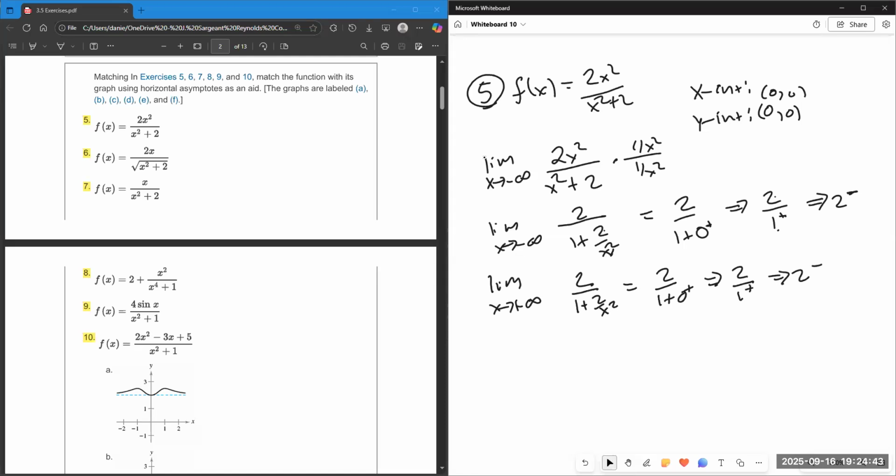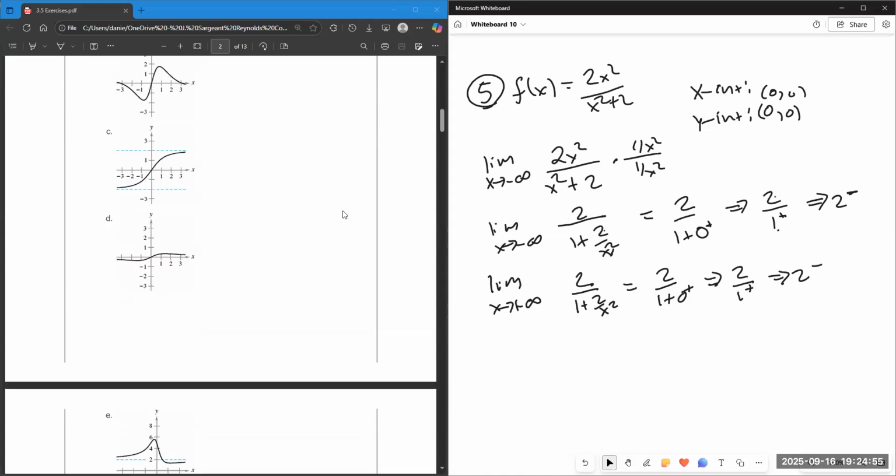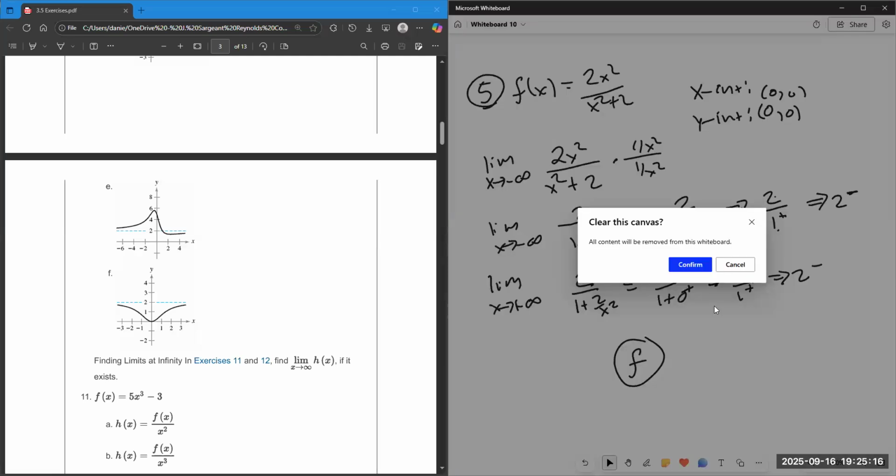So in both cases, we want to approach 2 from the bottom. Let's see which one does that. So approaching 2 from the bottom in both the left and the right with an x-intercept at 0, 0 is f. There we go. Let's look now at number 6.